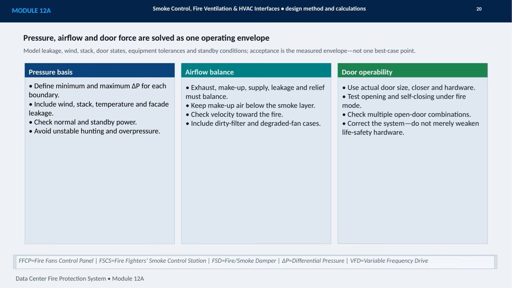Finally, verify door operability using the actual door size, closer, and hardware. Test both opening and self-closing in fire mode, including combinations of multiple open doors. If the doors become difficult to operate, correct the system rather than weakening life safety hardware. Acceptance is based on the measured operating envelope, not a single ideal point.